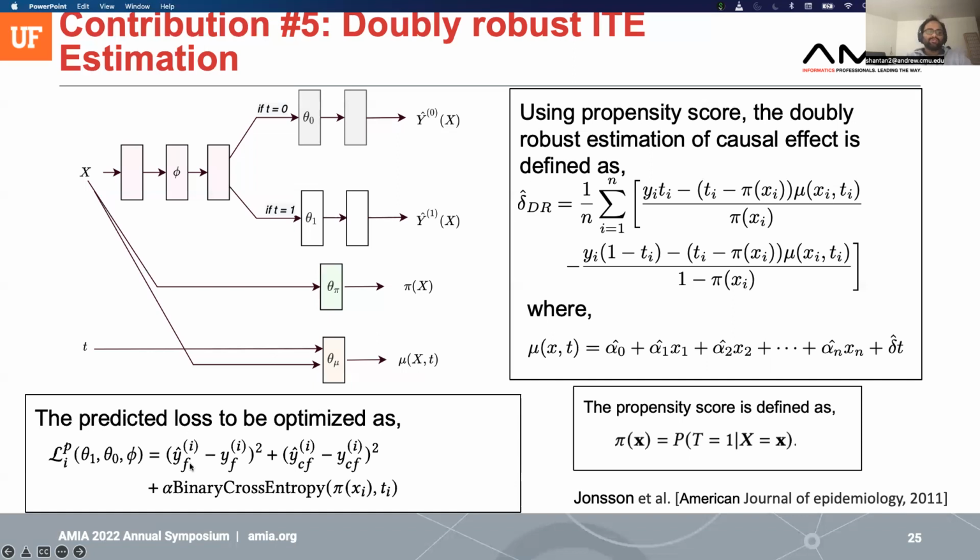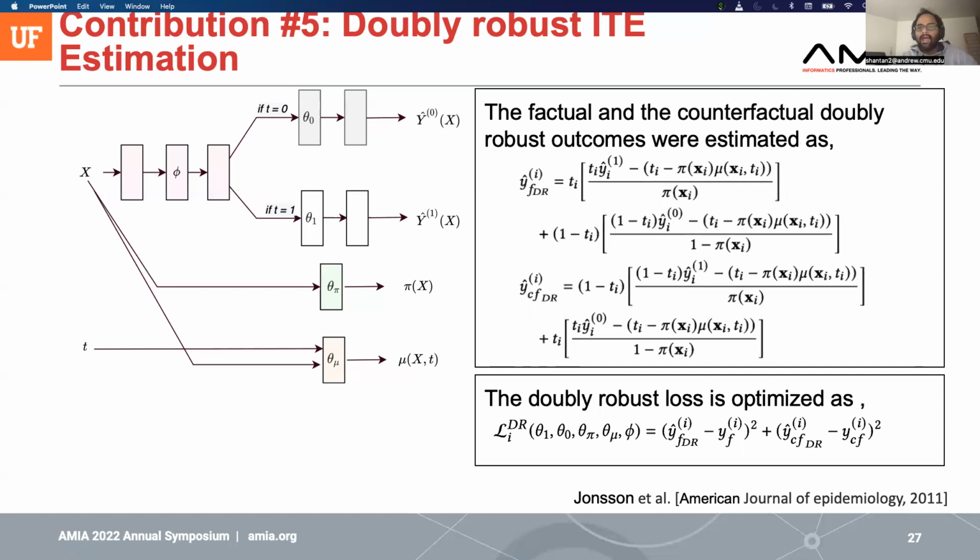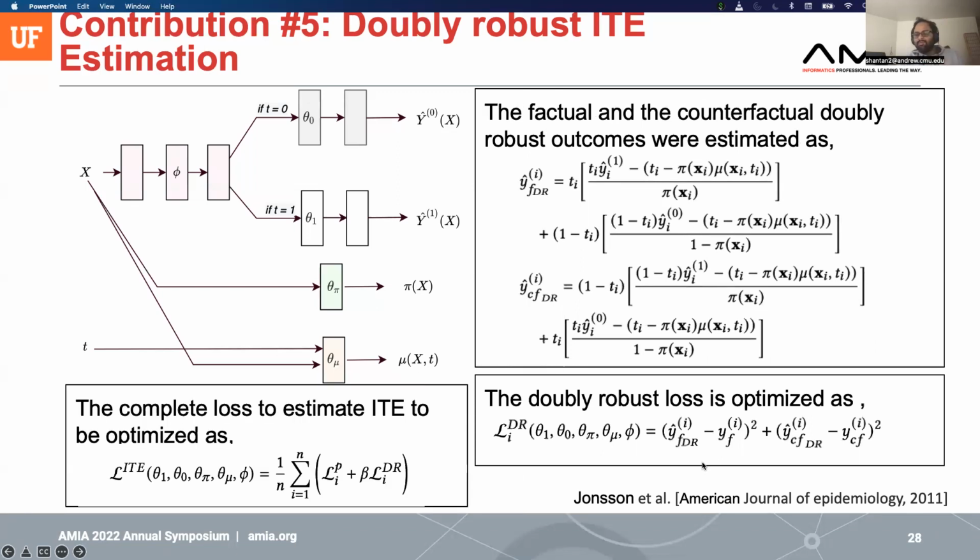Here, we first append the propensity loss to the potential loss that we computed earlier from TARNet. Then we estimate the doubly robust outcomes. And finally, we compute the doubly robust loss this way. We minimize the weighted combination of the potential loss and the doubly robust loss to optimize this particular network. Here, beta is a hyperparameter that we are going to tune in our experiments.